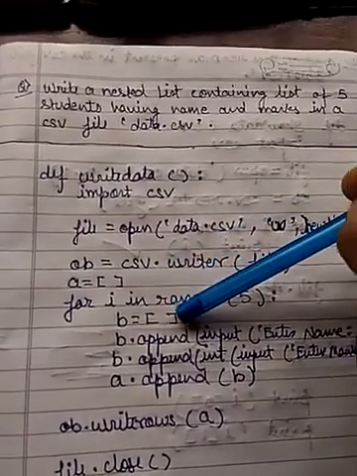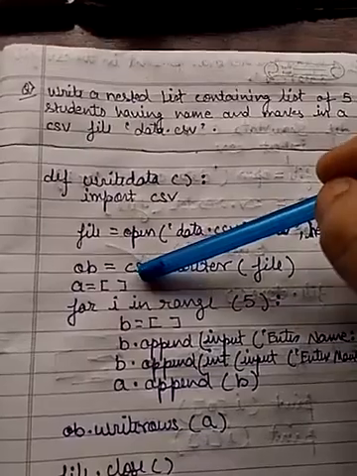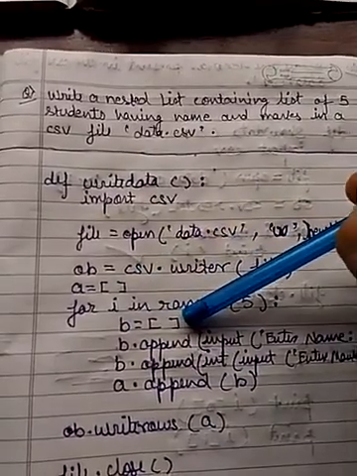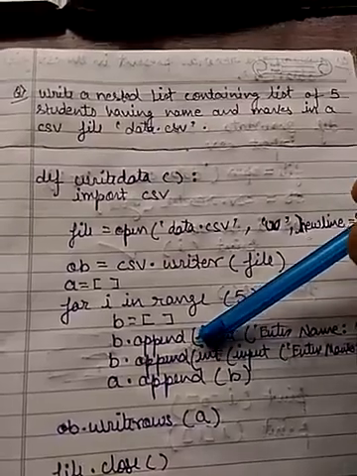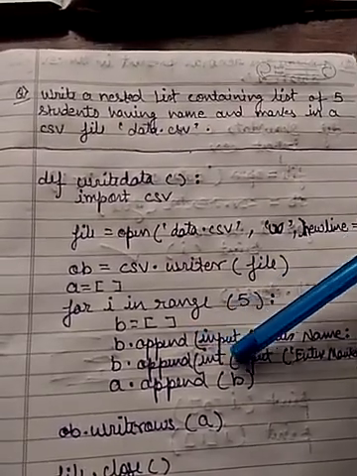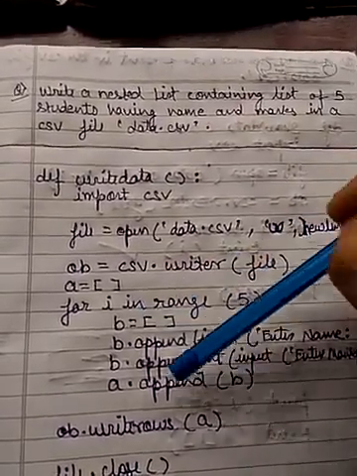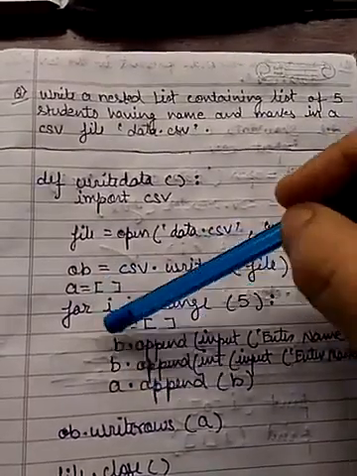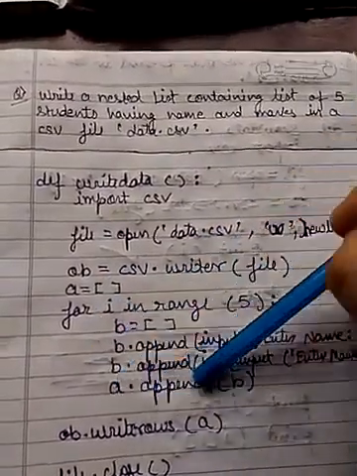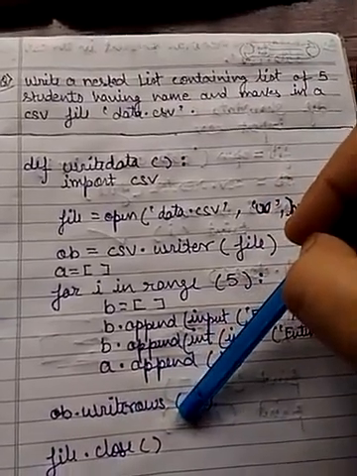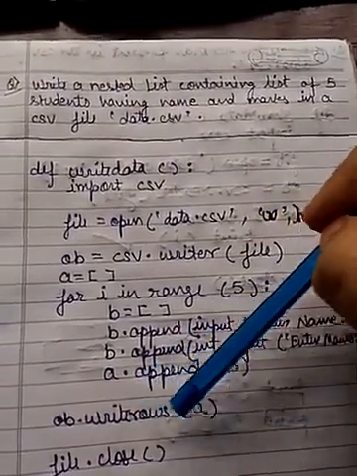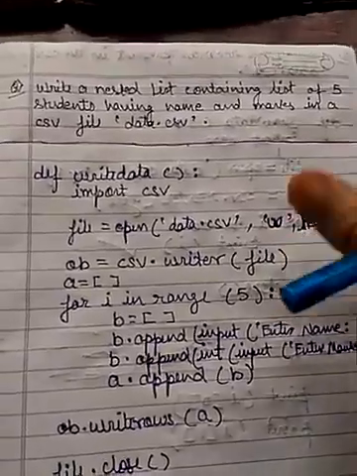We have declared the two lists. One is outer list, another one is inner list. First we have appended the data in the inner list. After that we have appended the inner list B in the outer list A. After completion of the nesting of the list, we have written the data in the CSV file with the function write rows.